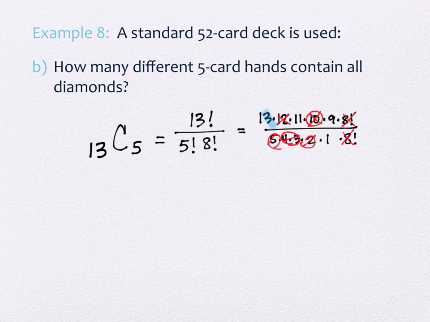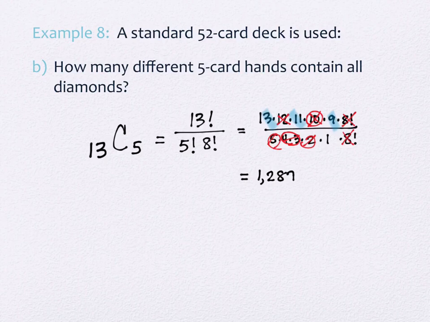So we have left 13, 11, and 9. 13 times 11 times 9, what do you get? 1,287. Now that's a lot. That's not a lot compared to the 2 million, is it?